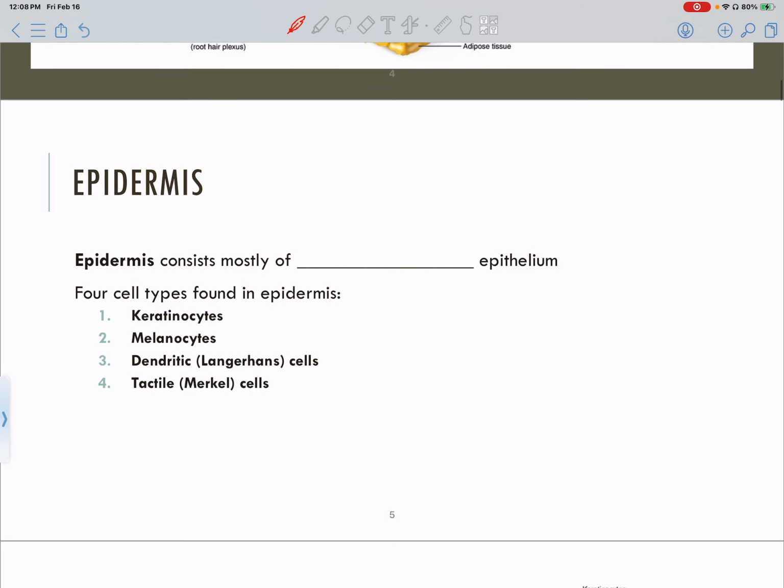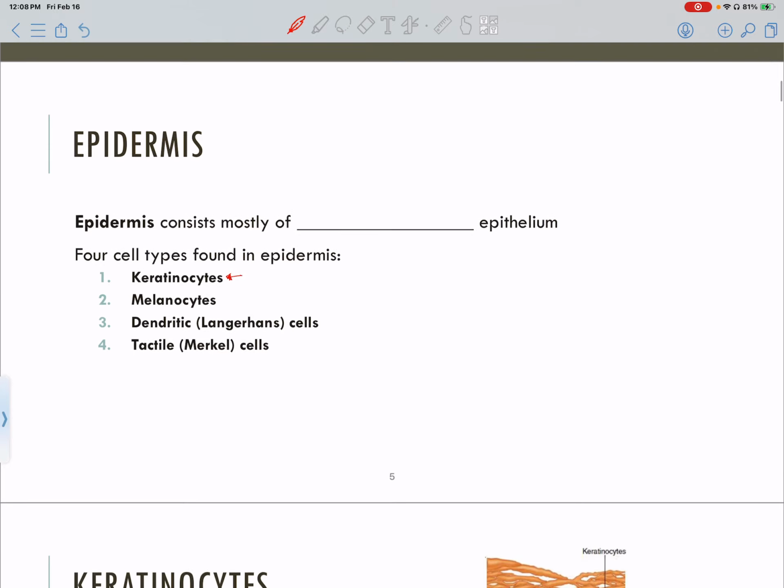So let's focus now on the epidermis, so the most superficial general layer of the skin. We can find 4 different cell types here, but before we get to that, we talked about how the epidermis is predominantly stratified squamous tissue, more specifically keratinized stratified squamous. And it's keratinized stratified squamous because one of the cell types found within the epithelia are keratinocytes. We can also find melanocytes, dendritic or Langerhans cells, or tactile and Merkel cells. So you need to be aware of what cells can be found in this layer as well as their functions.